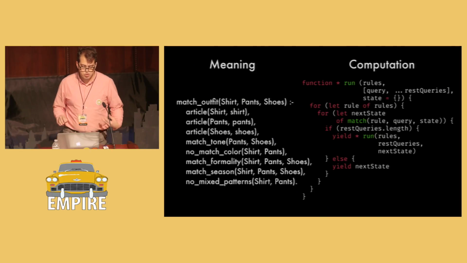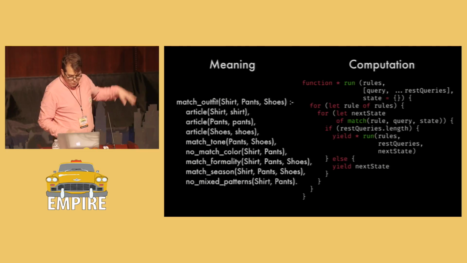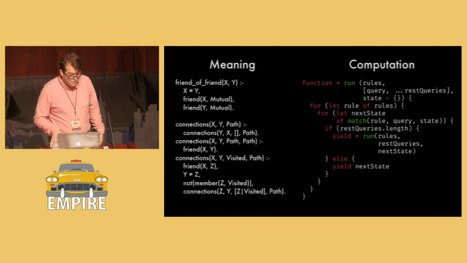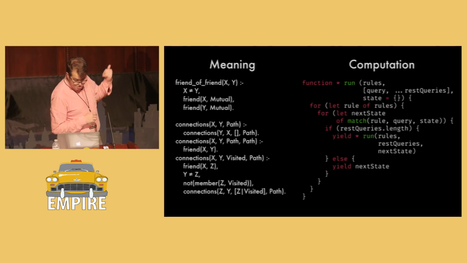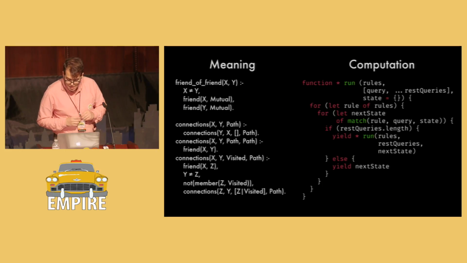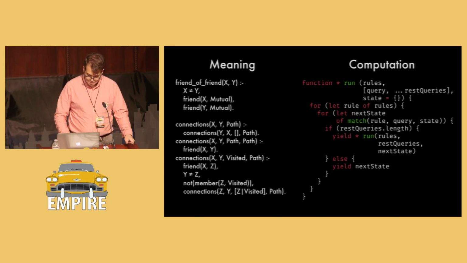If I want to add new rules or new categories, the algorithm, the part on the right, doesn't change at all. We're just adding more data. And if I wanted to solve a completely different problem, like, for example, this finds connections in a social network, the relationships are radically different, but the algorithm is still unchanged.